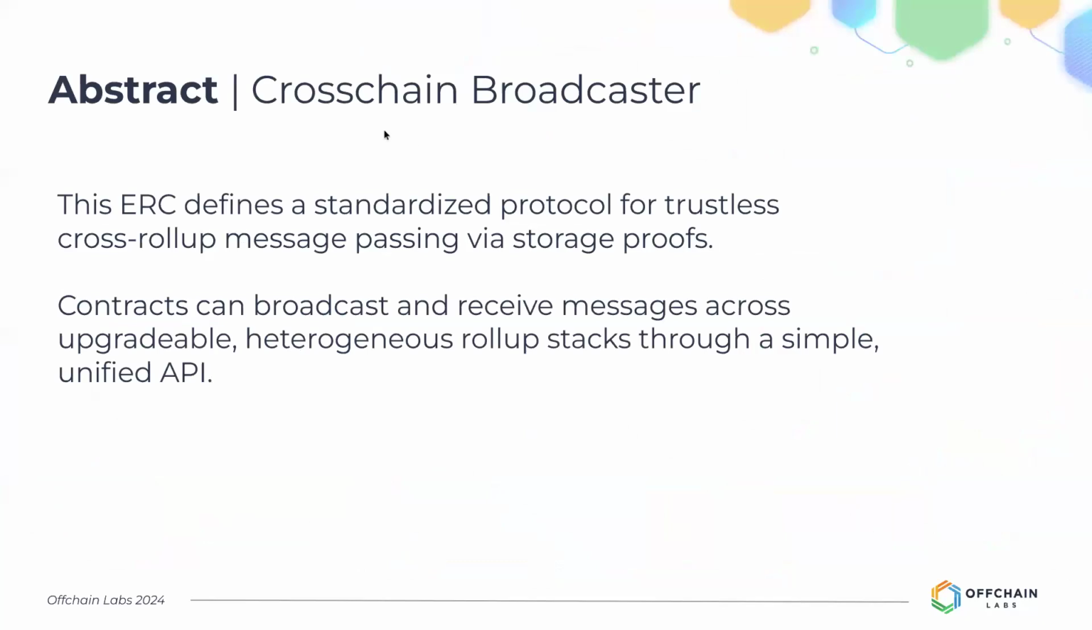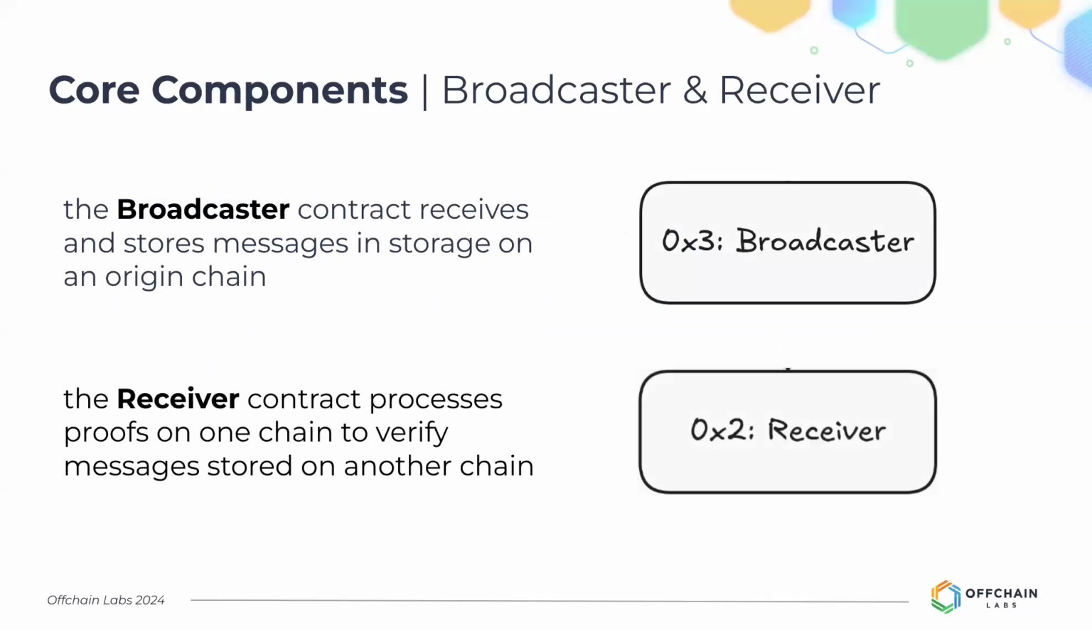So this ERC defines a standardized protocol for trustless cross-rollup message passing with storage proofs. It allows contracts to broadcast and receive messages across upgradable heterogeneous rollup stacks through a simple unified API. And by broadcast, I mean that when a dApp sends a message, it can be read and received by all chains, granted they share a common ancestor.